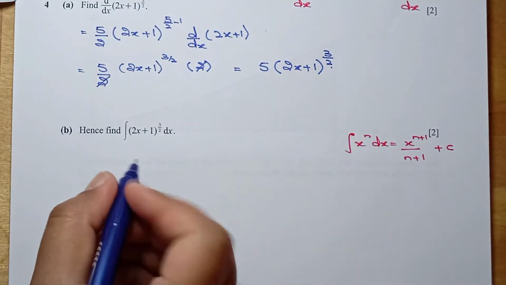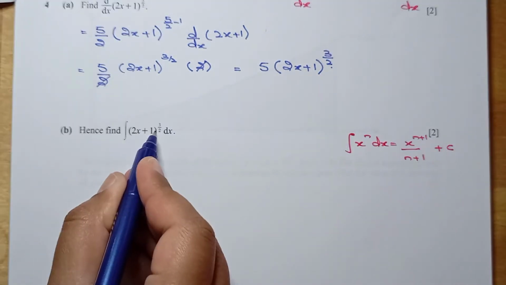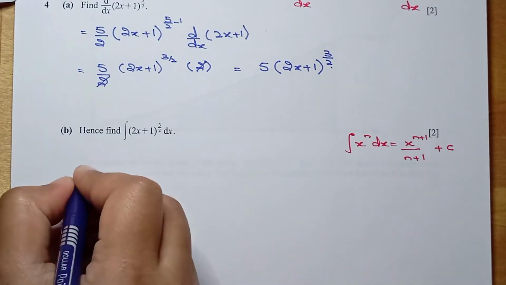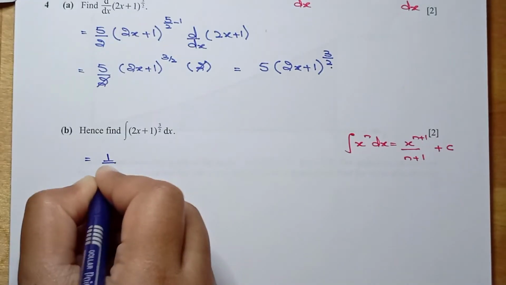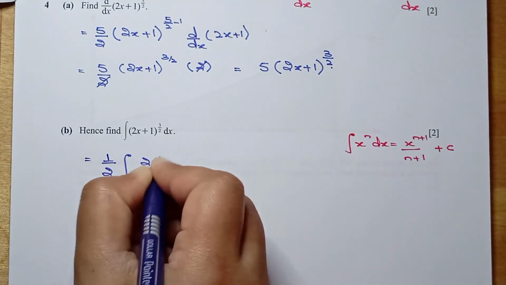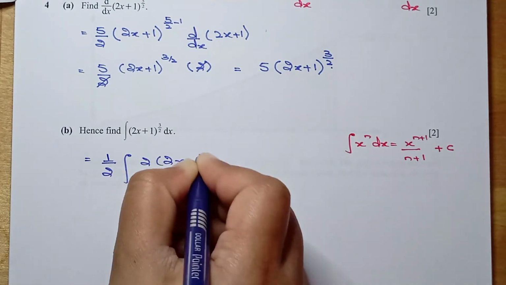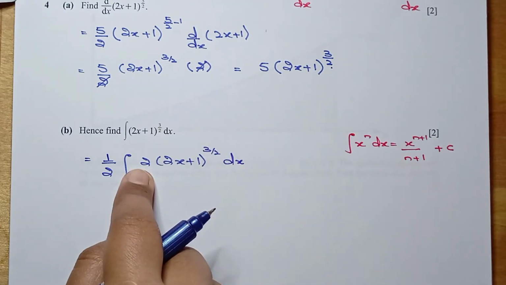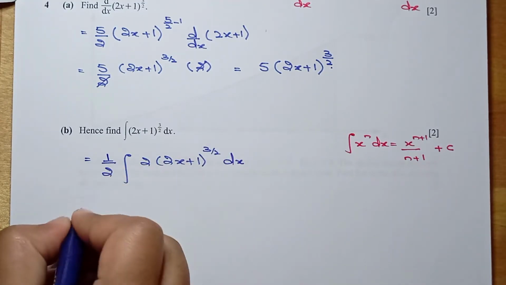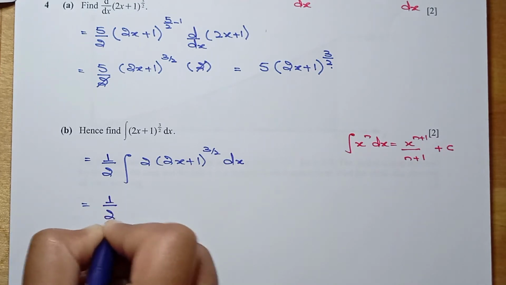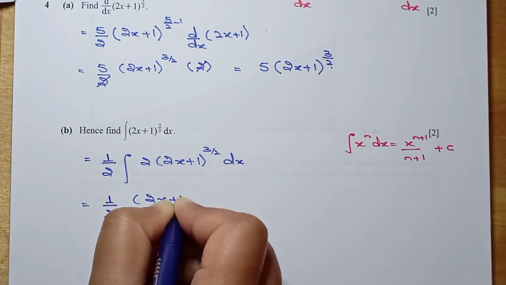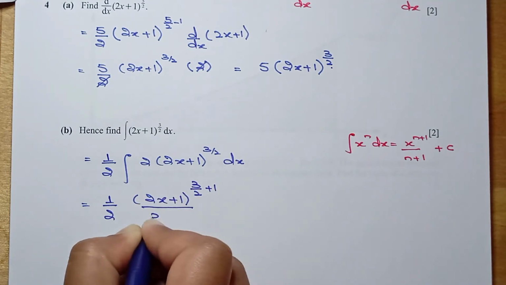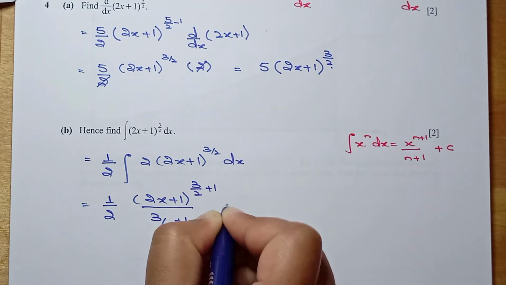Okay. So before doing this power rule, we need to complete the derivative of this function 2x plus 1. Its derivative is 2. So we need to multiply and divide by 2 to complete its derivative, and then we need to apply the power rule. Now its derivative is multiplying with this function, that is 2. So we have 1 by 2 outside. So this is 2x plus 1, power is n plus 1, 3 by 2 plus 1 over 3 by 2 plus 1, and then plus c.